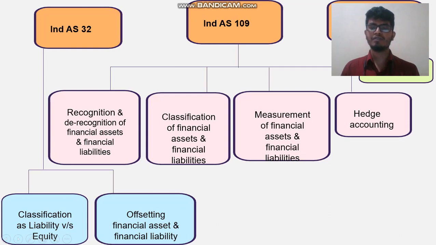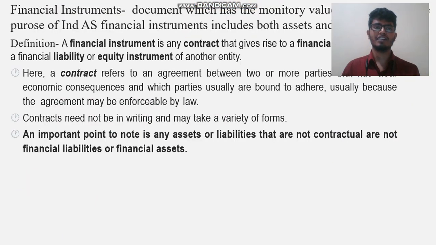Then measurement of the financial assets and financial liabilities. Then we'll go for offsetting the financial assets and financial liabilities. At the end, hedge accounting. So I have explained about hedging already. Hedging is nothing but diversifying the risk by diversifying your investments. Okay. Then disclosure: how you are going to disclose these effects in the books of accounts or the final accounts. Fine. Let's understand one by one.